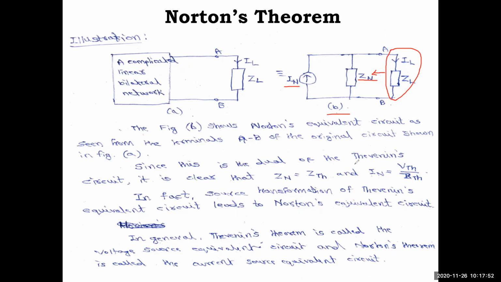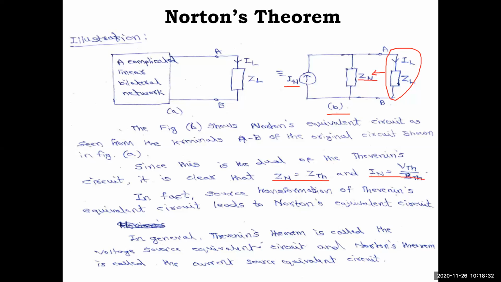Since this is the dual of the Thevenin circuit, it is clear that ZN is almost the same as ZTH. It looks like a source transformation, right? So it is the same, and IN is nothing but VTH by ZTH. That means Ohm's law, V by R, right? So I equals V by R is nothing but Ohm's law. From that it is VTH, the Thevenin's equivalent voltage, divided by ZTH. So if you have a Thevenin's equivalent circuit in the problem, straight away you can find the Norton's just by doing this substitution: IN equals VTH by ZTH.